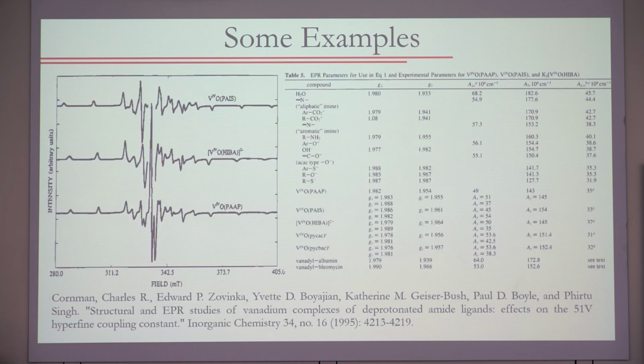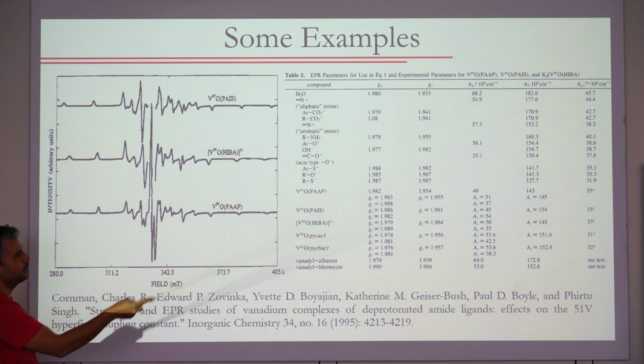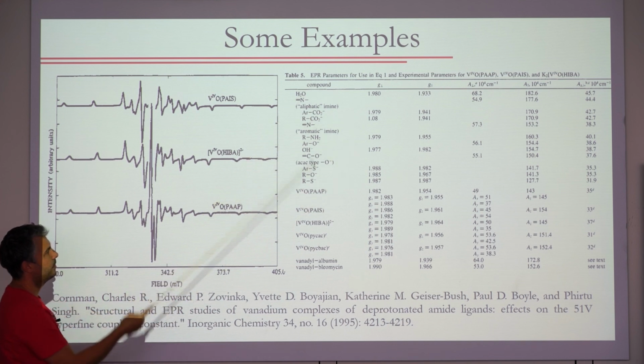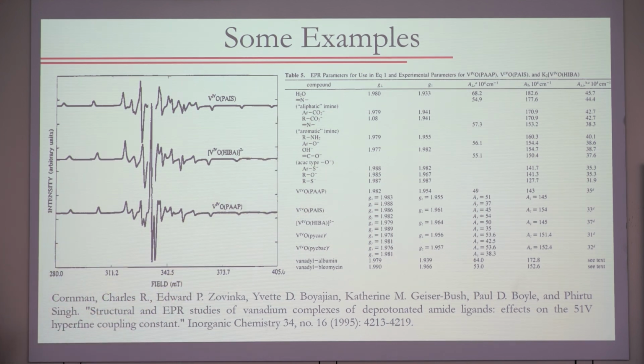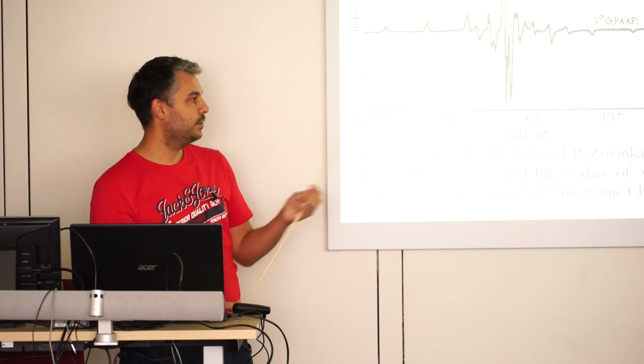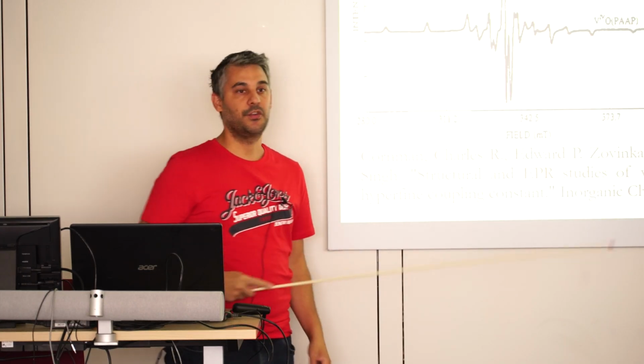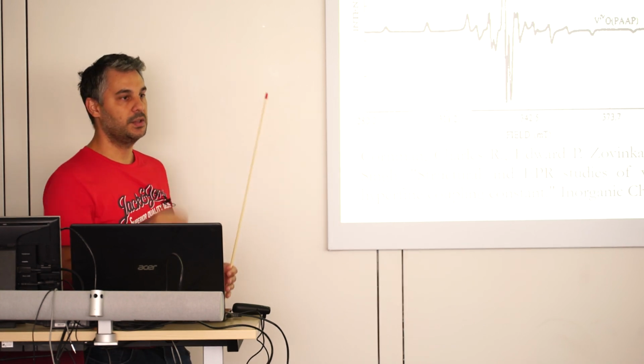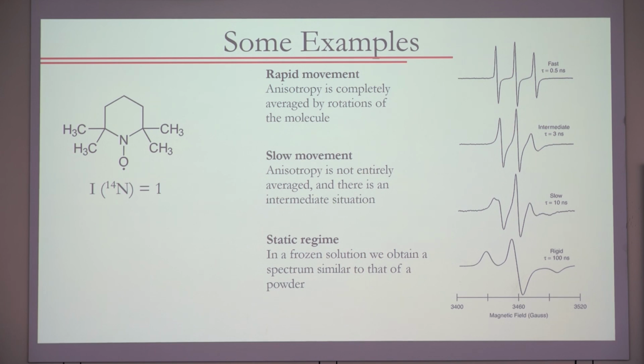These are another vanadium example. They have lines, and there's a huge table. I'm not going to go into details, but if you have slightly different ligands on the vanadium, you will have different G values and A values, and you can get a lot of structural information out of those values for vanadium. For copper also, for cobalt also.